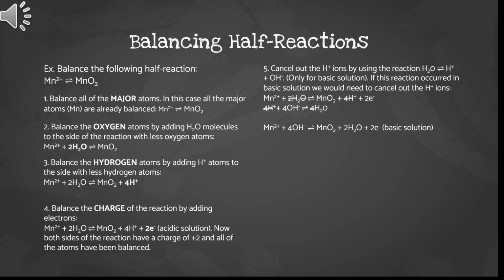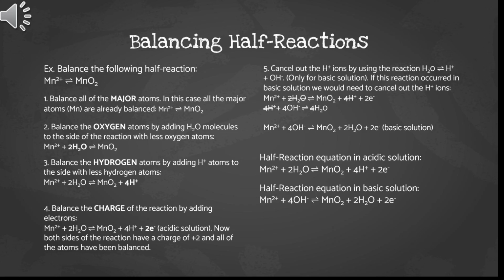If this reaction occurred in basic solution, we would continue to the fifth step. We would cancel out any H+ ions by using the reaction H2O forms H+ plus OH-. The half reaction in acidic solution is Mn2+ plus 2H2O forms MnO2 plus 4H+ plus 2 electrons. The half reaction in basic solution would be Mn2+ plus 4OH- forms MnO2 plus 2H2O plus 2 electrons.